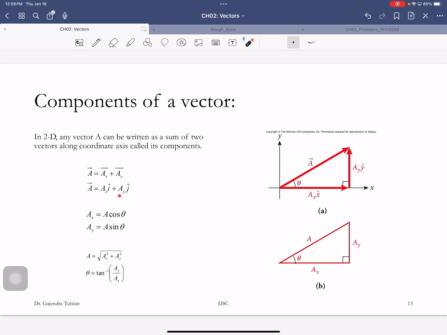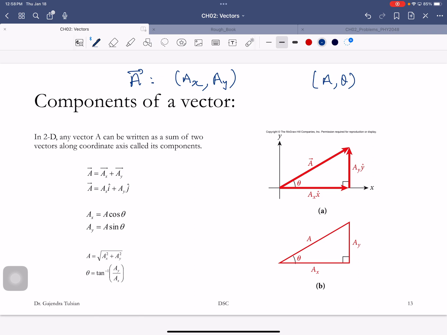Are these the only two ways to specify the vector? No, you can give magnitude and direction. You can give the magnitude, the length of the vector, and this number. So the vector A can be specified by giving you these two numbers or these two numbers.